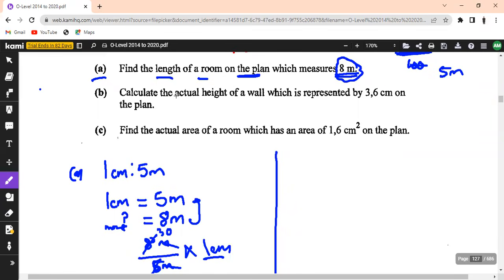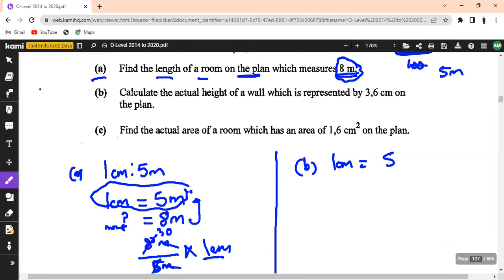Then calculate the actual height. Here we need the actual height that you are going to have. If the wall is represented by 3.6 centimeters on the plan, so what is the actual? Still, we are going to have a conversion from this, because we are given the height on the plan. So we're going to start from this. Okay, so this is your B. 1 centimeter, we said it is representing what?